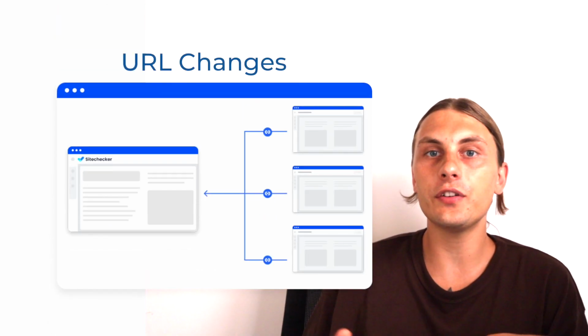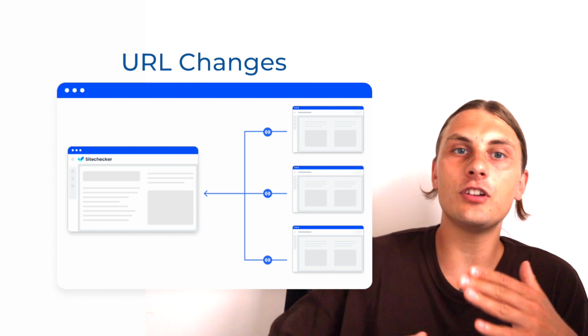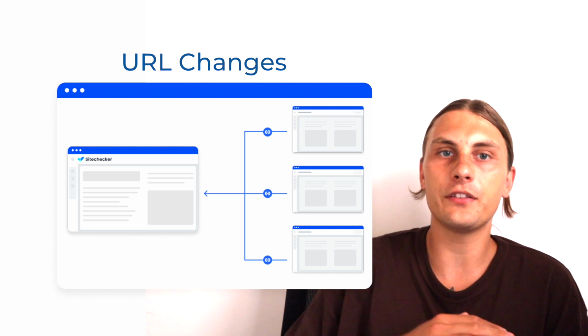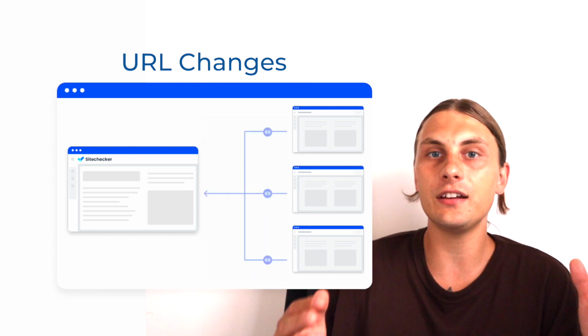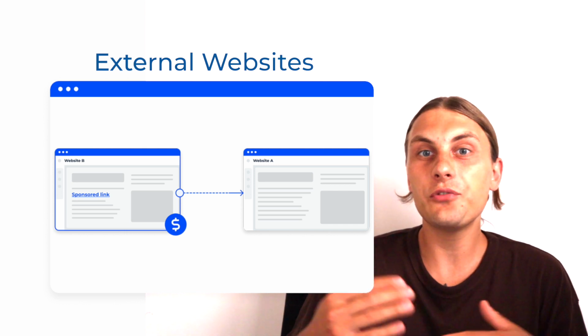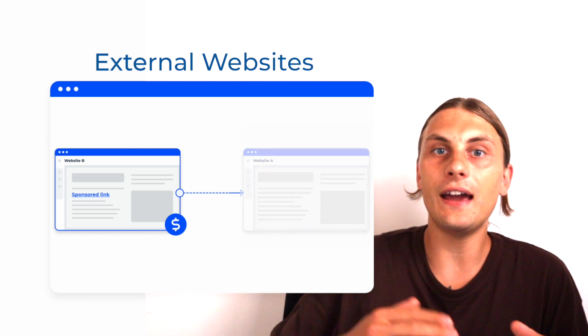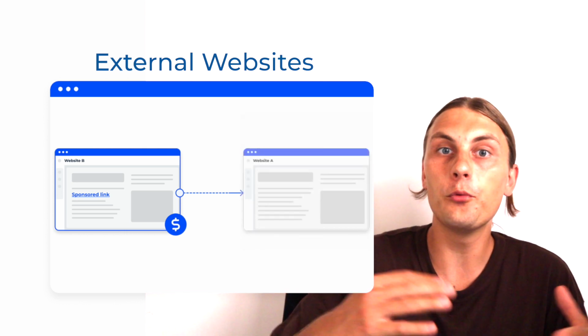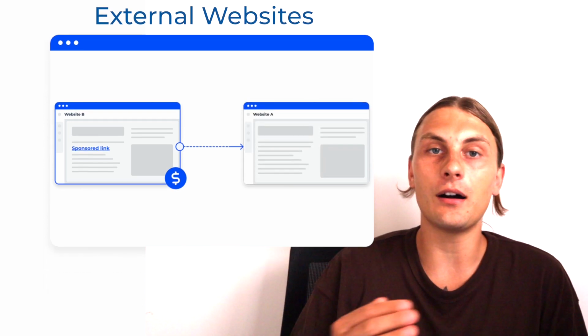URL changes can also lead to broken links. When a website changes its domain name or modifies the URL structure, any existing links pointing to the old URL become invalid. Broken links can also be caused by external websites. If a website links to another site and that linked page is later deleted or moved without a redirect, the link becomes broken. Even small mistakes such as typos can result in broken links. Manually typing or copy-pasting an incorrect URL can easily lead to this issue.